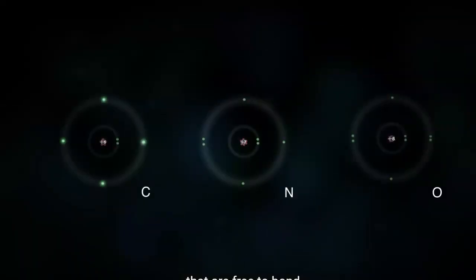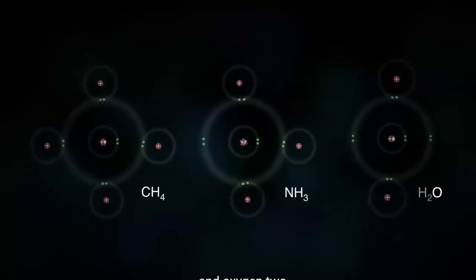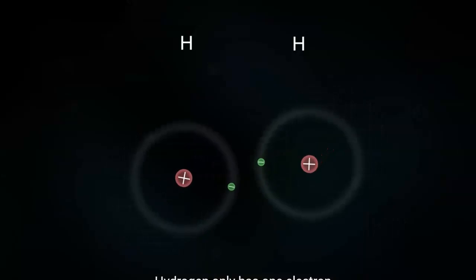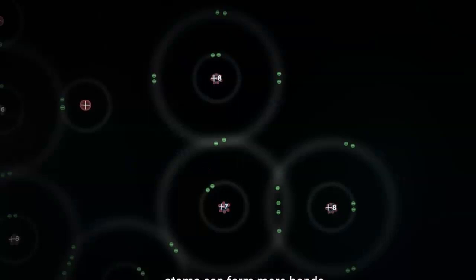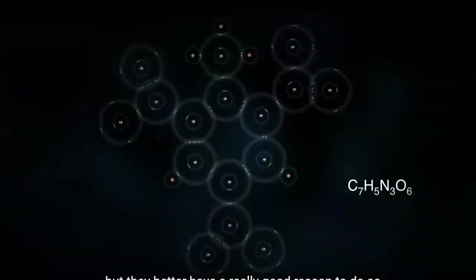Carbon has 4 electrons that are free to bond. Nitrogen has 3, oxygen 2. So carbon is likely to form 4 bonds, nitrogen 3 and oxygen 2. Hydrogen only has 1 electron, so it can only form 1 bond. In some special cases, atoms can form more bonds than you'd expect, but they better have a really good reason to do so, or things tend to fly apart.